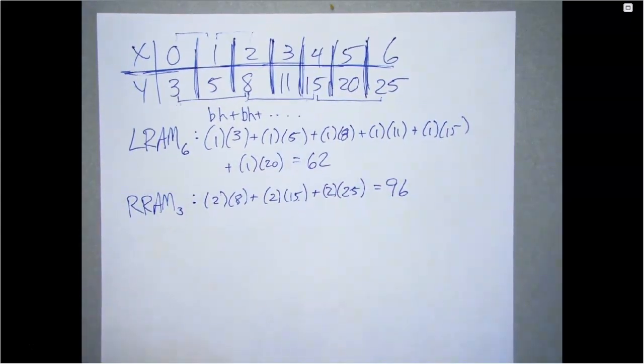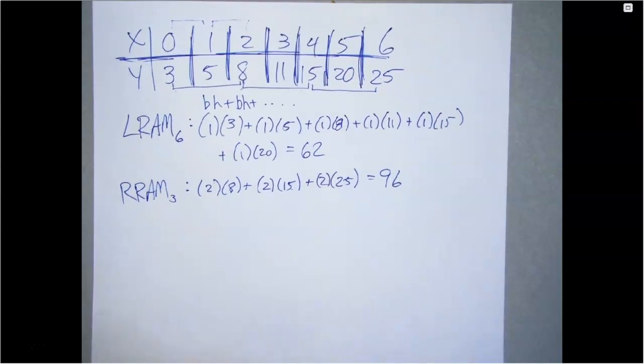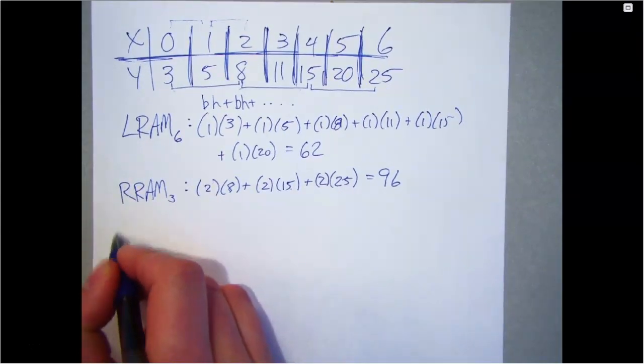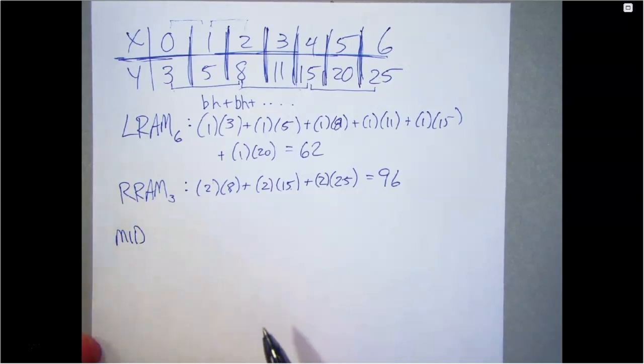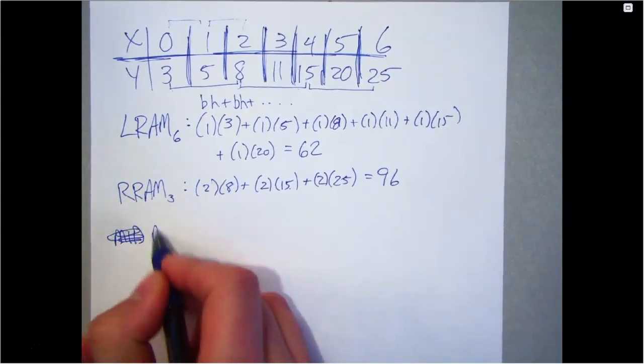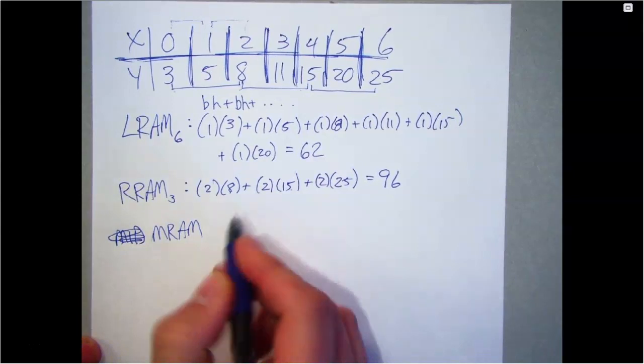But I decrease the number of rectangles too. Which one's more accurate? The RM 6 or RM 3? The 6 has got more rectangles. Let's do midpoints. Sorry, I guess it's like MRAM. MRAM 3.